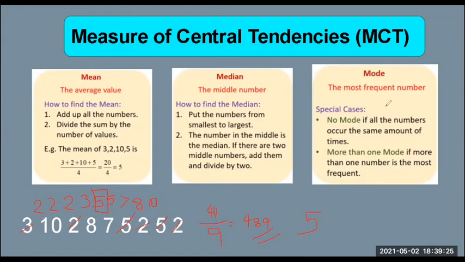How about our mode? Let's see what numbers repeat more than once. So we have the number 2, we have 2 here, 2, 2, and then we also have 5. So our mode will be 2 and 5. So that will be for our measures of central tendency, MCT.